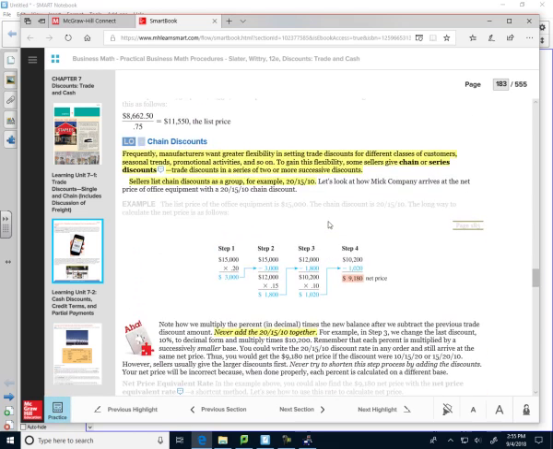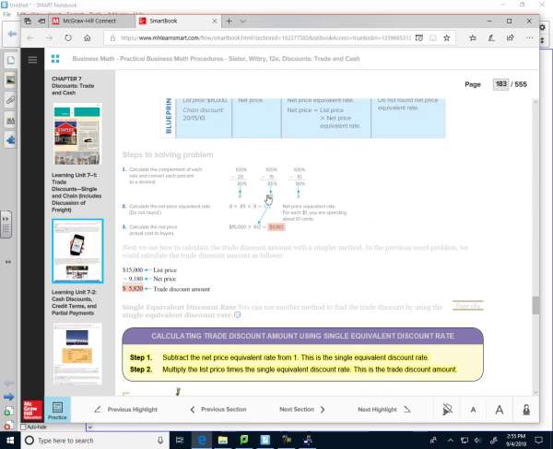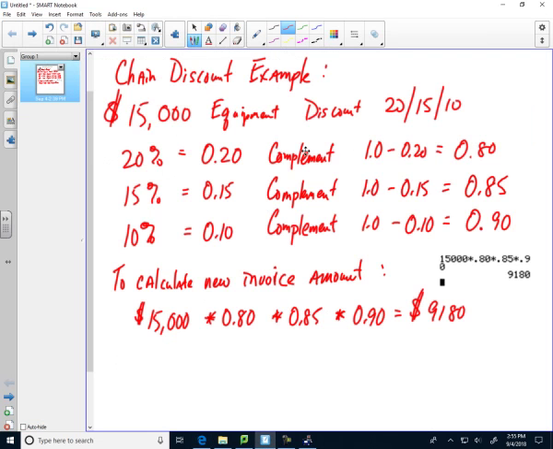Yeah. Well, my point is, why bother with all this? You just need to know this. So if you have chain discounts, what you do is you convert each discount into its complement and then multiply all those complements times the original amount in one big operation. Now, this is the amount of the new invoice.